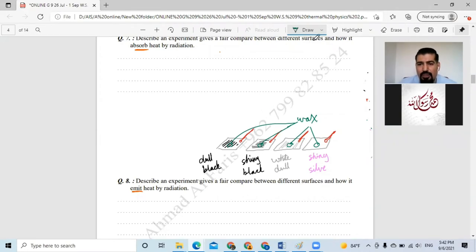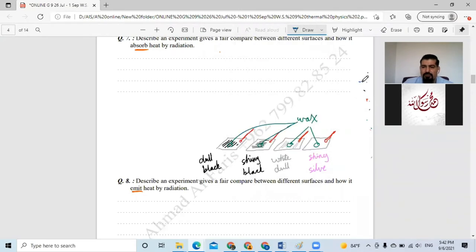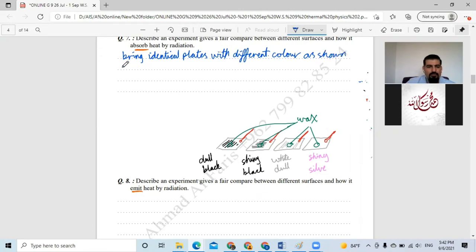Let's write down the description of this experiment, what's happening. So, bring identical plates with different paints or colors as shown below. And put on each the same amount of wax.